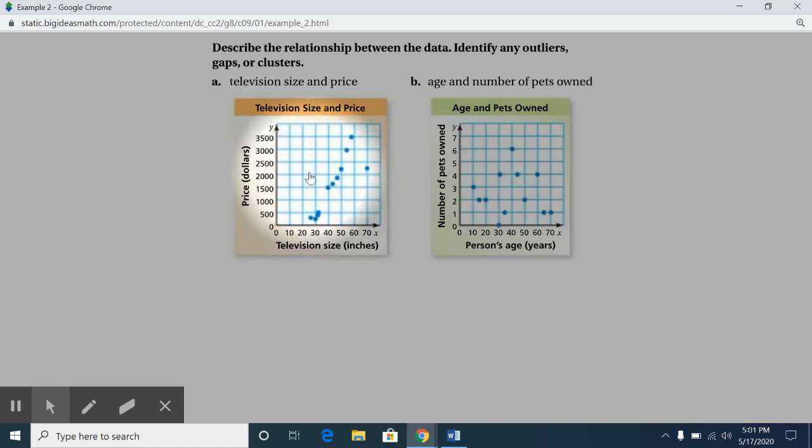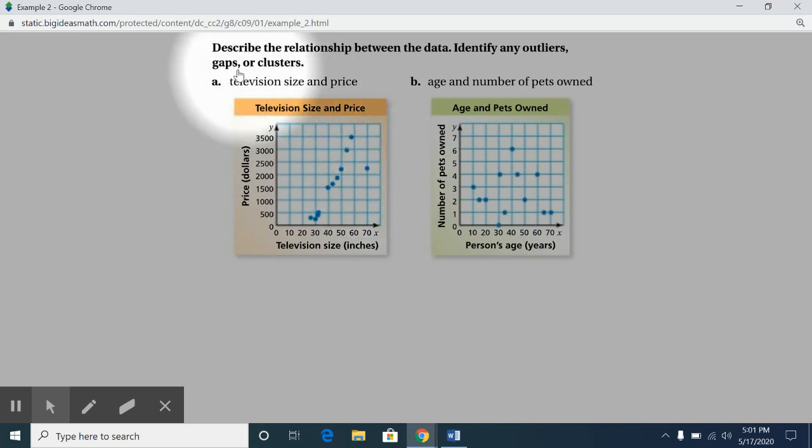Okay. Now it says to identify any outliers, gaps, or clusters. So an outlier is essentially a point that doesn't match with the rest of the data. So I would say that this point right here, which is kind of off the map from this linear, or what looks to be a linear relationship, that's a little bit off. That would be an outlier.